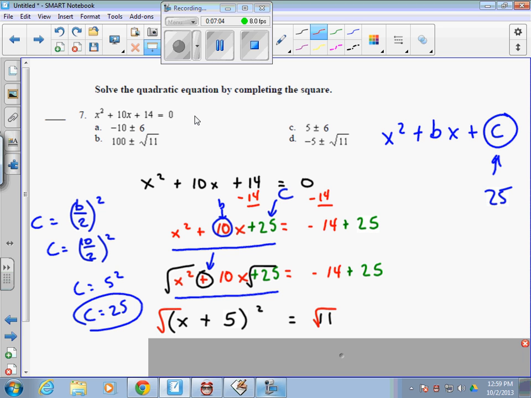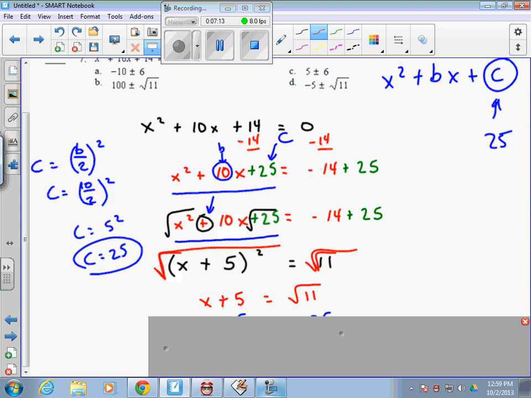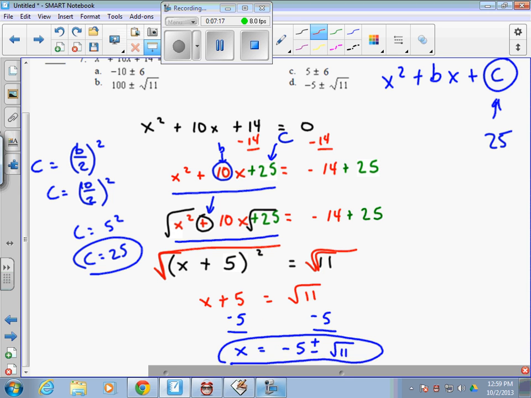In order to get rid of the squaring of x plus 5, you take the square root of it. If you do the left, you have to do the right. That leaves you with x plus 5 equals the square root of 11. Then get rid of plus 5 by subtracting it. If you subtract from the left, you have to subtract from the right. Negative 5 plus or minus the square root of 11. So negative 5 plus or minus the square root of 11, D for number 7.